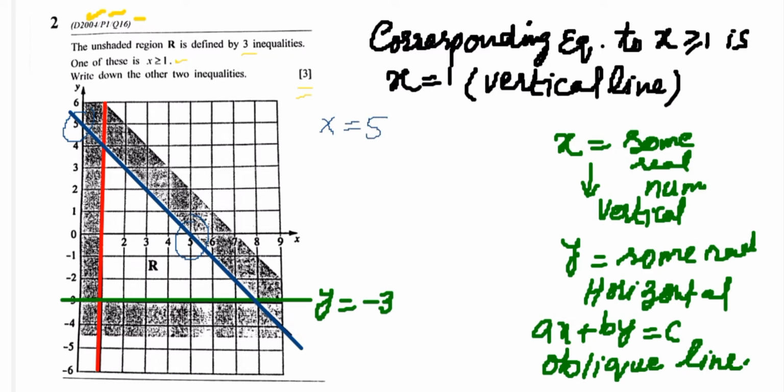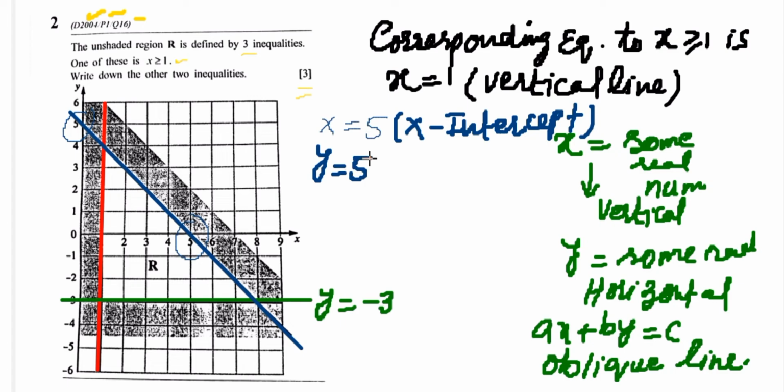That is actually the x-intercept. Always remember, the point where a line cuts the x-axis is called the x-intercept. Similarly, the point where it cuts the y-axis is called the y-intercept. So the y-intercept of the line is y is equal to 5.